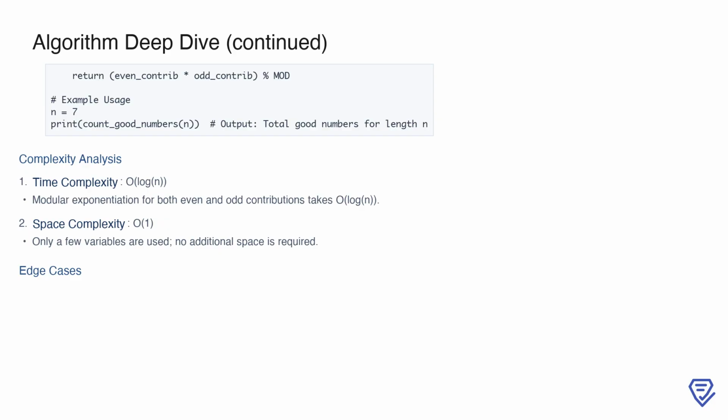Next, the count_good_numbers function calculates the number of good numbers for a given n. It starts by determining the number of even and odd indices based on the ceiling and floor of n/2, respectively. Using the modular exponentiation function, we compute the contribution of even indices as 5 raised to the power of the even count modulo mod, and similarly, the contribution of odd indices as 4 raised to the power of the odd count modulo mod. Finally, these contributions are multiplied together modulo mod to yield the total count of good numbers. This result is then returned to the caller.